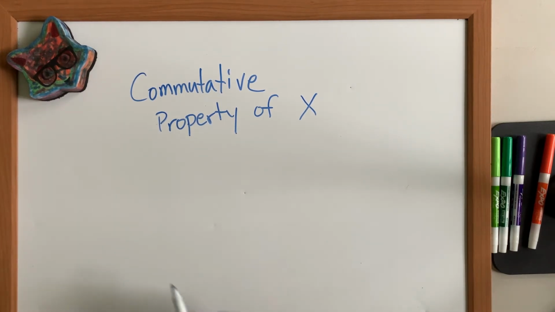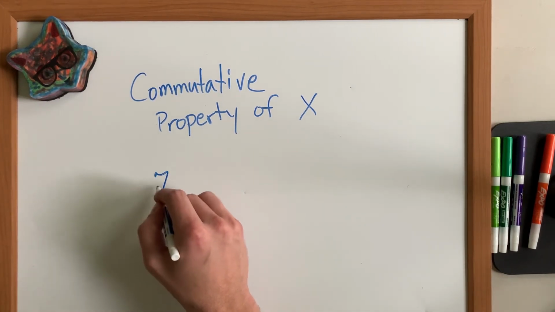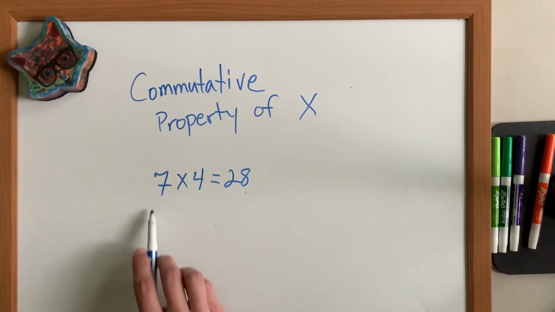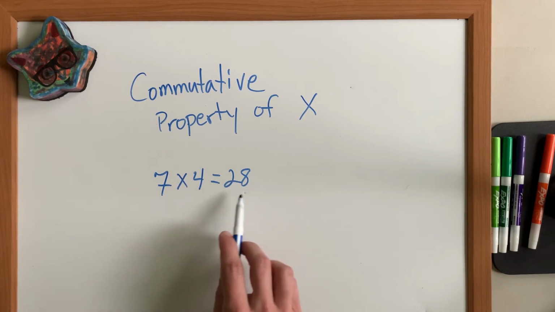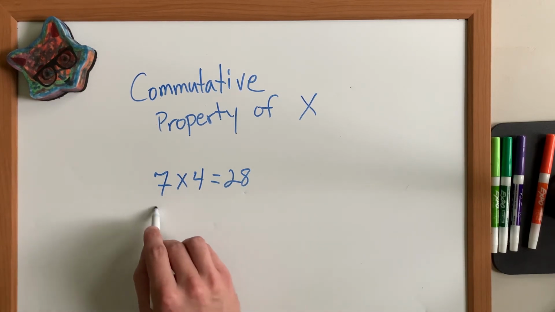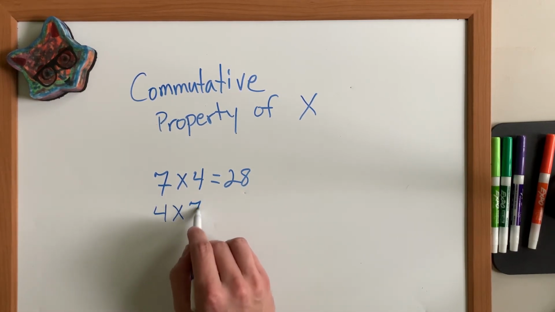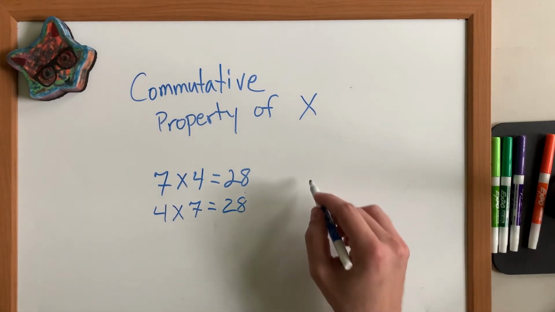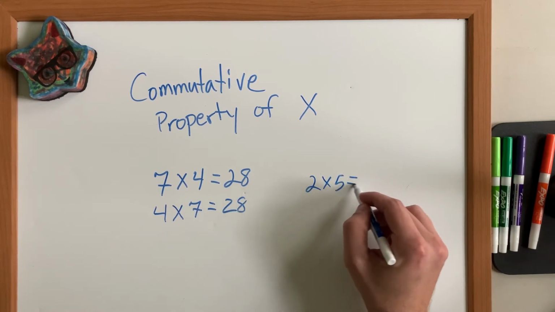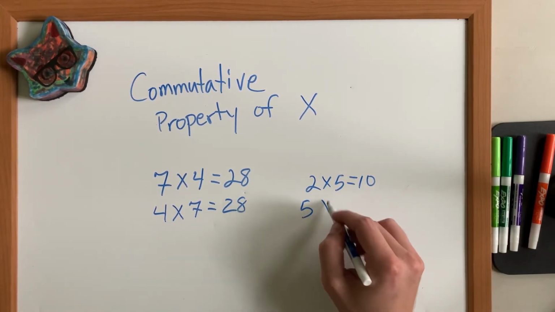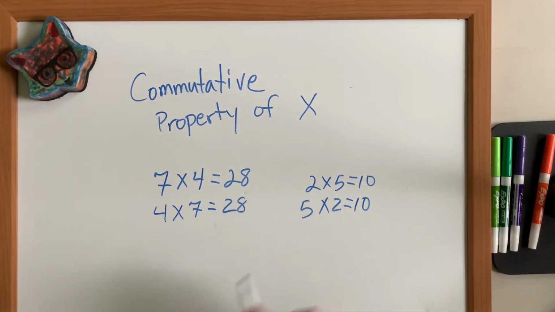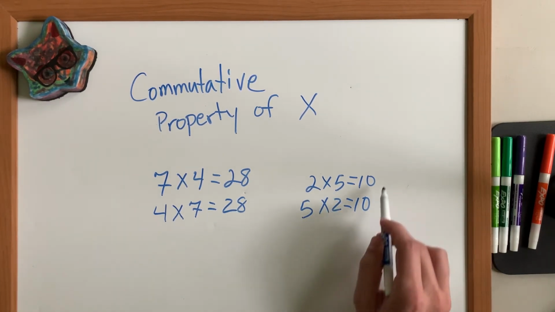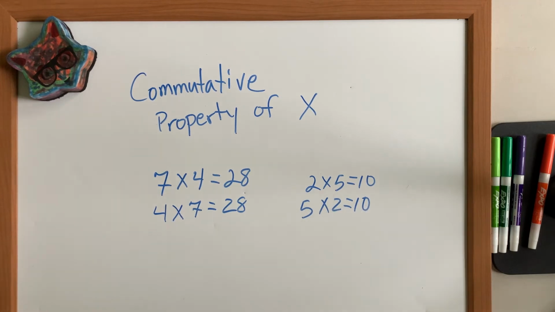Well, what is that? It's a property that says if you multiply two numbers, two factors, you multiply them together, you get a product. You can switch the order and you get the same answer. How about one more example? 2 times 5 is 10, and 5 times 2 is 10. I can trade the order, flip the numbers, and my product is still the same.